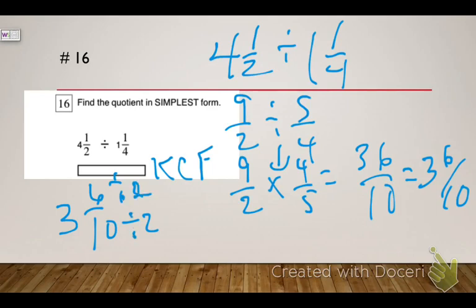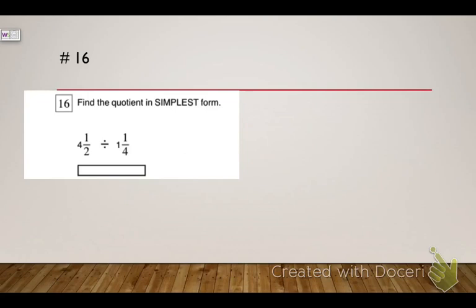Guess what? You got to be able to do that. Your answer is 3 3/5. So if you get 3 6/10, that's great. You've got to simplify it.